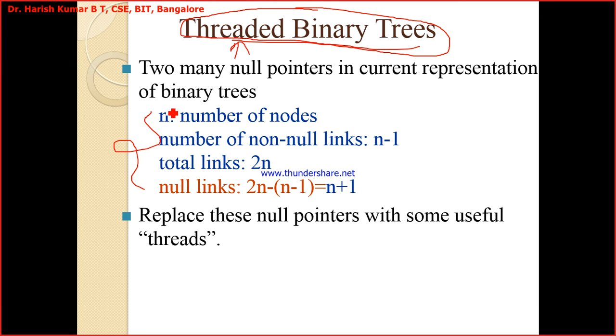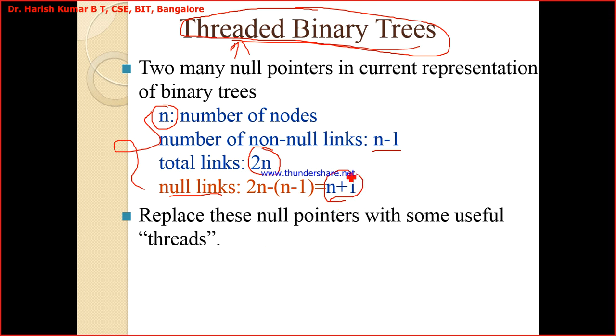If I say I have n nodes, the number of non-null links is n minus 1, that means the links which are not null. Say the total number of links is 2n. Then how many null links will there be? The number of null links is the total number of links minus the total number of non-null links. So there will be n plus 1 null links.